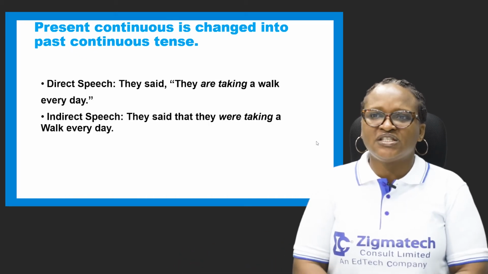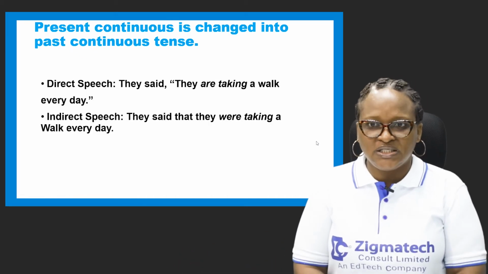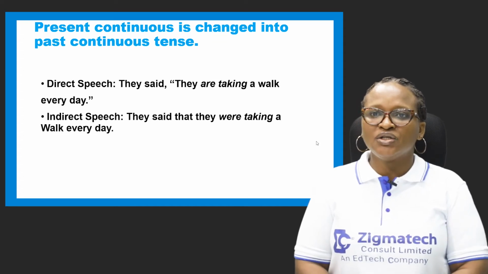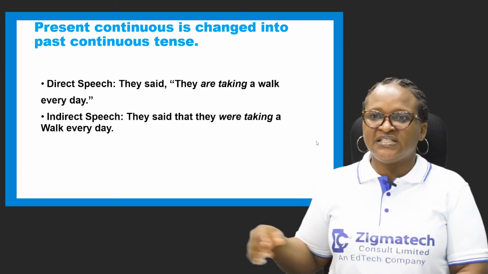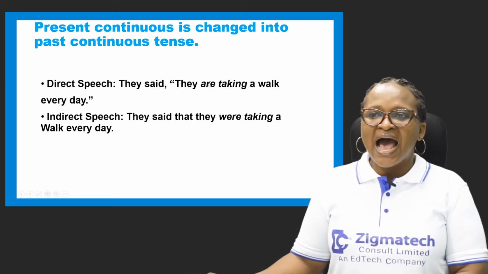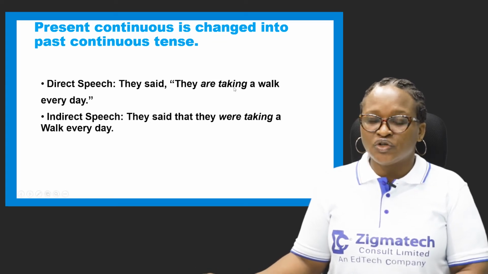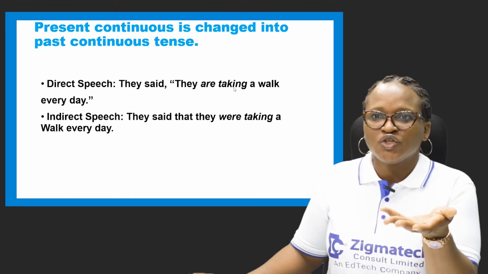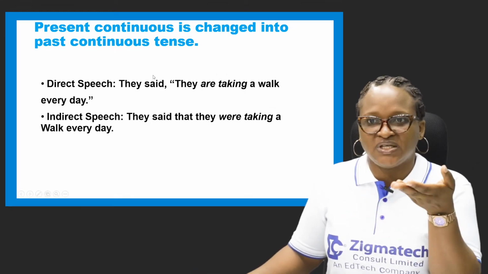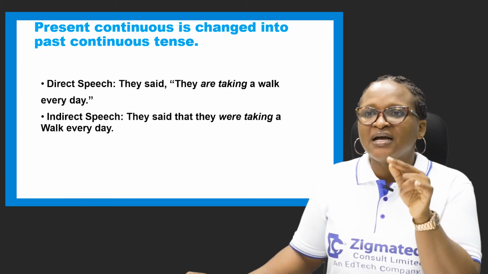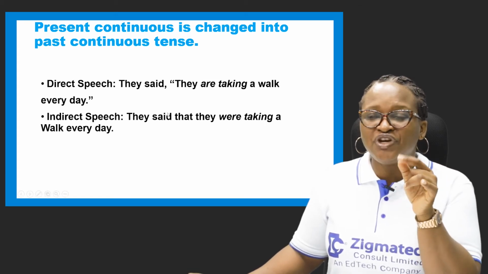Now look at this. It says present continuous is changed into past continuous. The direct speech says they said. What's the present continuous in this sentence? Are taking. That's the present continuous. That is ongoing. When you say that it's continuous, that's progressive. So is that called present continuous or present progressive? So he said they are taking a walk every day.